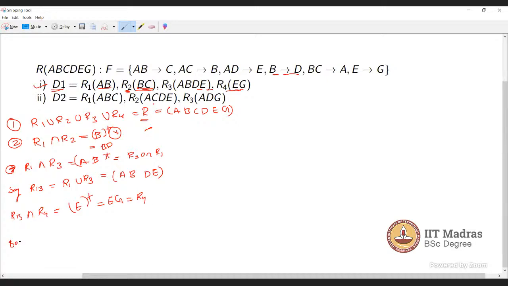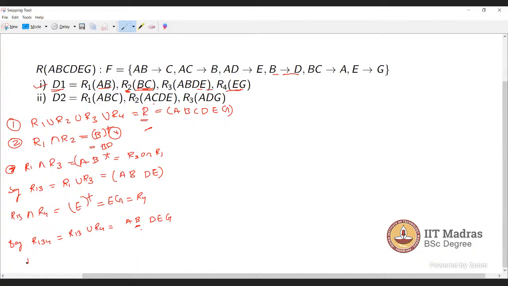Now say R134 equals R13 union R4. So that will be A, B, D, E, G. Now what is remaining? R2. Now B is the common attribute. From B, can I get C? Or from B, I can get D. And from D, I cannot get anything. From AB, I can get C.